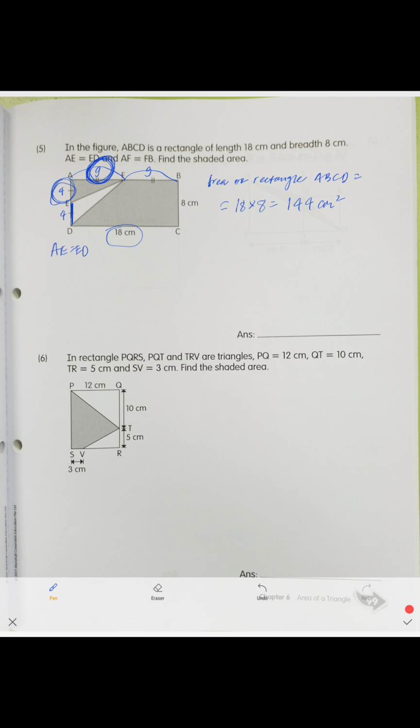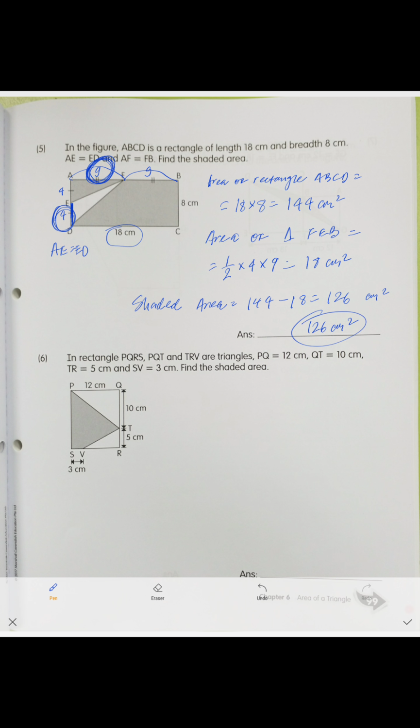That's it. You have your height, you have your base. So area of the triangle FEB is equal to 1/2 times 4 times 9, which is 18 square centimeters. So the shaded area is the difference. You have your rectangle minus your triangle, and you got the answer, 126 square centimeters.